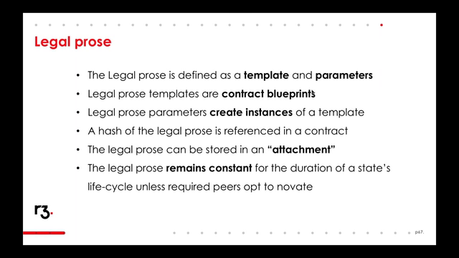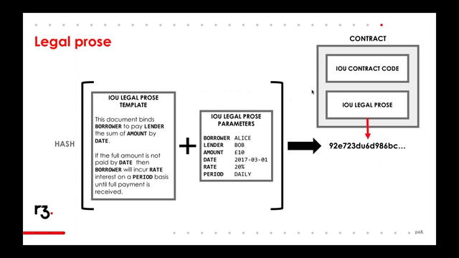What you can also do is store the actual legal prose and parameters as an attachment within the transaction. We're going to talk a bit more about attachments in subsequent webinars, but for now you can view an attachment as just an arbitrary file which you can attach to a transaction. And it just so happens that this file could take the form of some legal prose defined by a template and some parameters. So typically the legal prose would remain constant for the duration of a state's life cycle unless all of the parties or the participants involved in that state opted to novate the legal agreement and provide a new one.